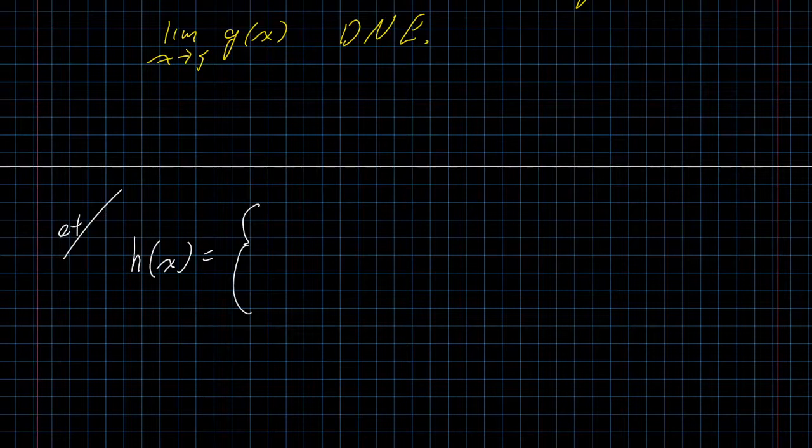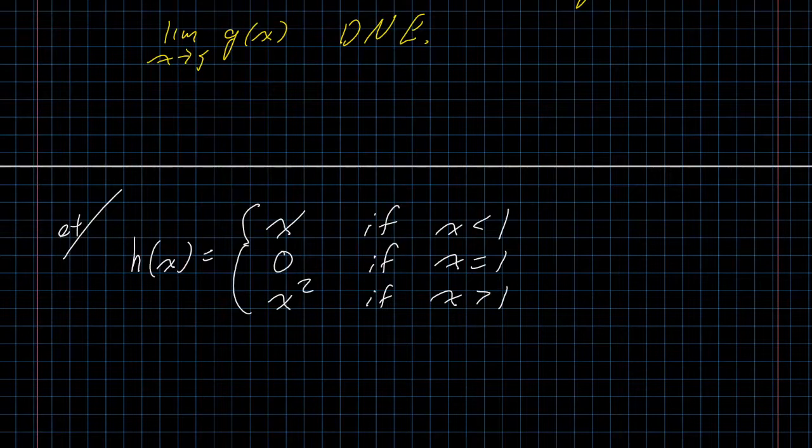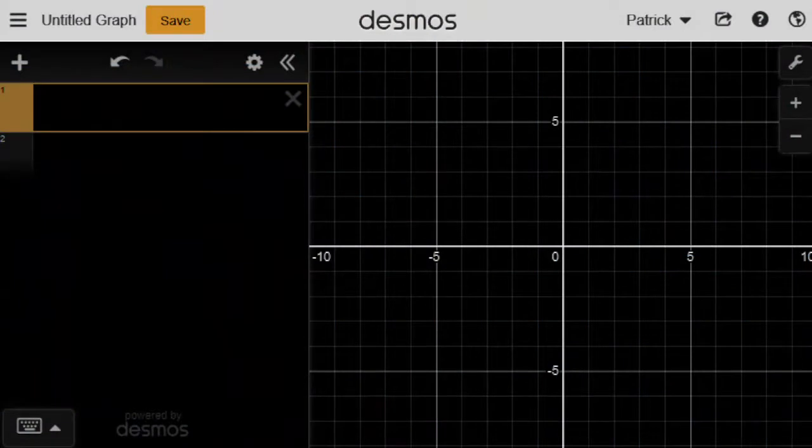So h of x is equal to x if x is less than 1. h of x is equal to 0 if x is equal to 1. And h of x is equal to x squared if x is greater than 1. All right, we have a piecewise defined function with three pieces. Let's go ahead and jump over to Desmos.